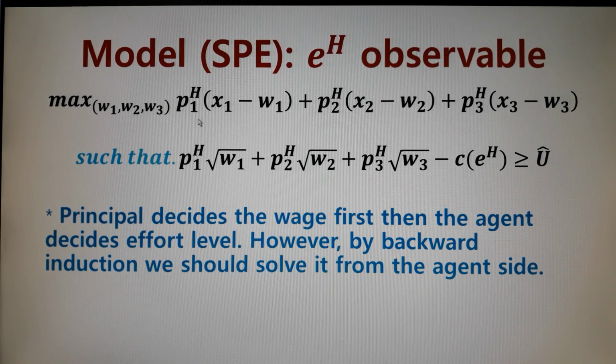And this is the probability for X1 to happen when the effort level is high. This is for X2, same thing. This is the net profit for X3. So the principal wants to maximize this profit. Of course, he wants X1, X2, X3 to be as big as possible, and W1, W2, W3 to be as small as possible. However, W1, W2, W3 cannot be smaller forever, because of this participation constraint: whatever net utility the agent gets should be bigger than the reservation utility.